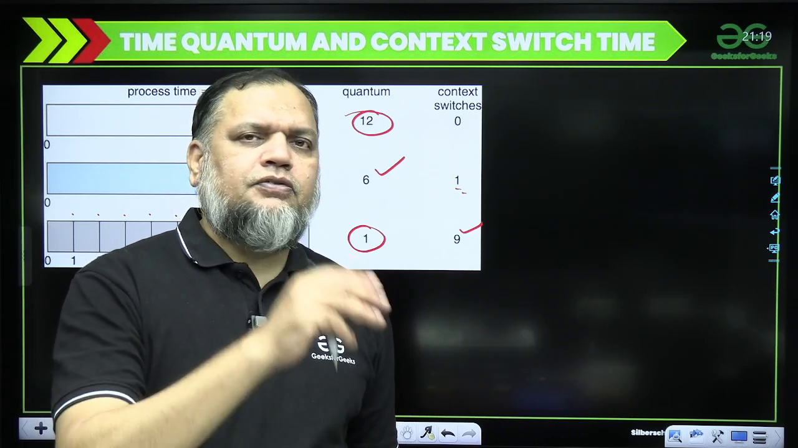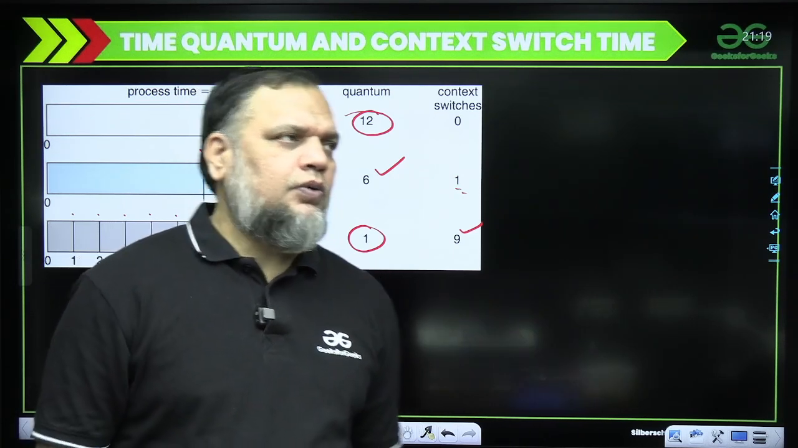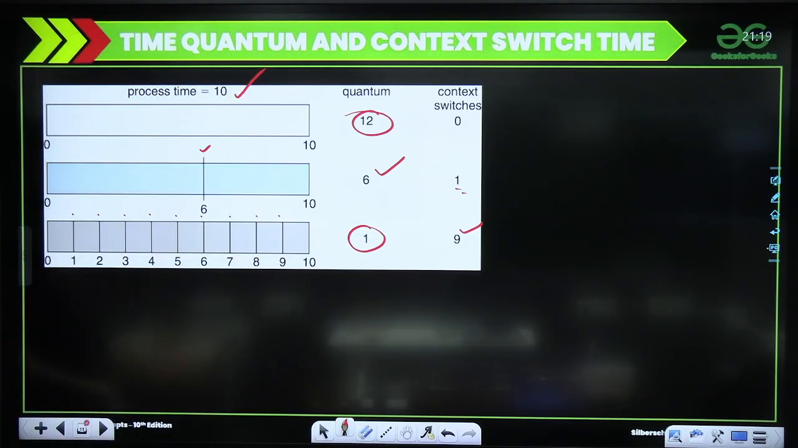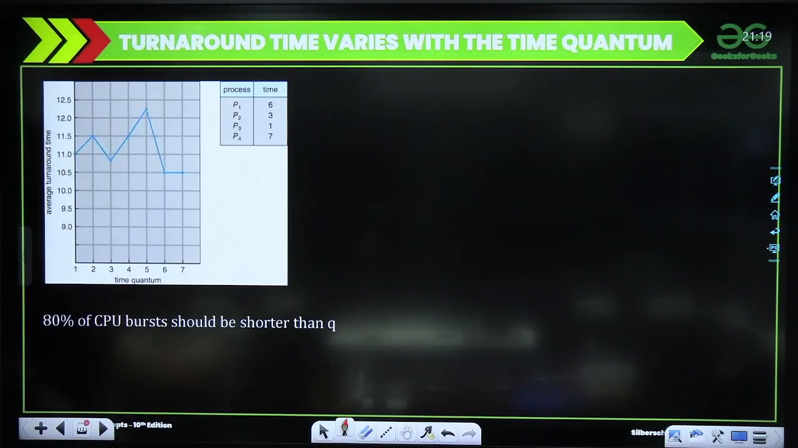So don't think that because I have a single process, it will run at a stretch for 10 units when the time quantum is less than the burst time. That is the point we are trying to highlight. Next aspect, the correlation between average turnaround time and time quantum.